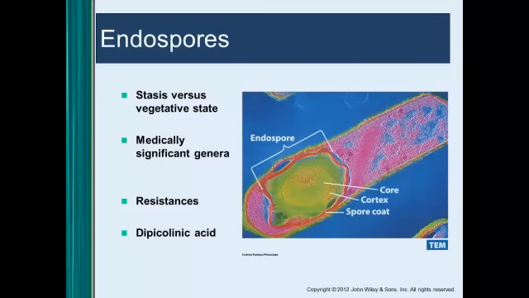Because endospores are so resistant, there are special methods that are necessary in order to kill them during sterilization. Otherwise, they will germinate and grow in the media that's thought otherwise to be sterile.